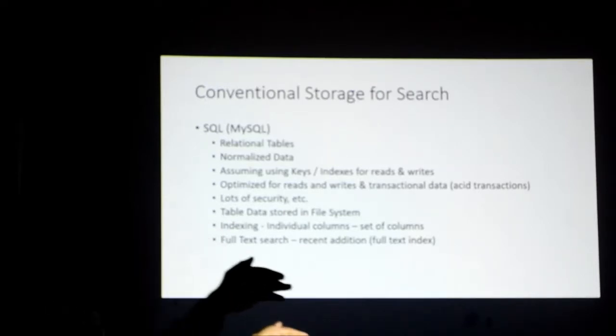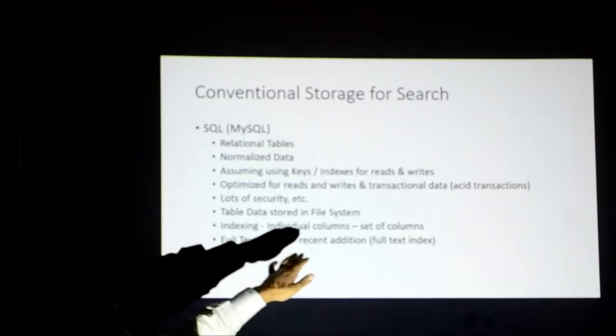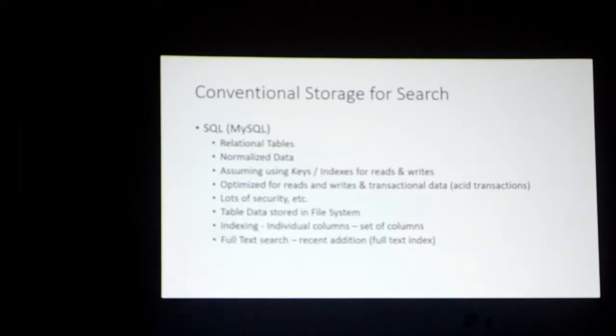All data is stored in the file system conventionally, so all the table data is actually stored as columns in the file system. The indexes are obviously stored in memory, but file reads are a bit slower. You can index individual columns, or a set of columns. But the problem is, say I've indexed on location and I've indexed on current company. If I'm searching for both, then MySQL can't create a good query plan. It will only use one of the indexes, and the other will have to do a full sort.